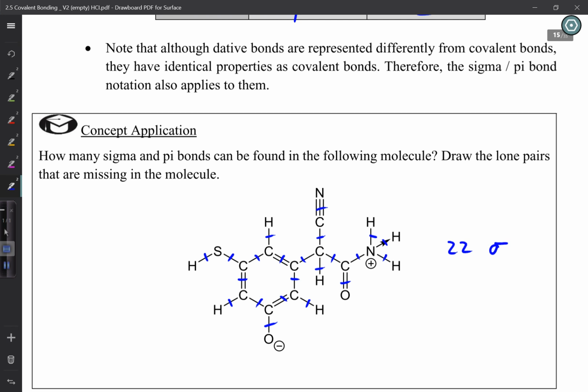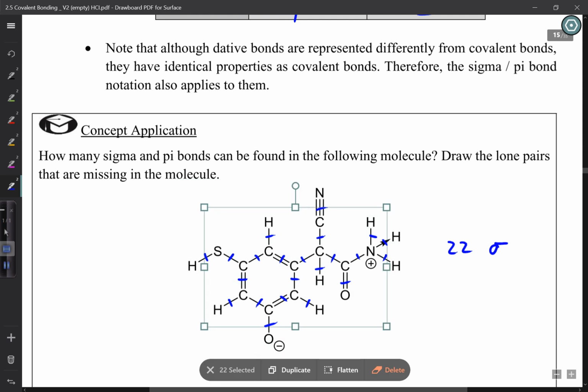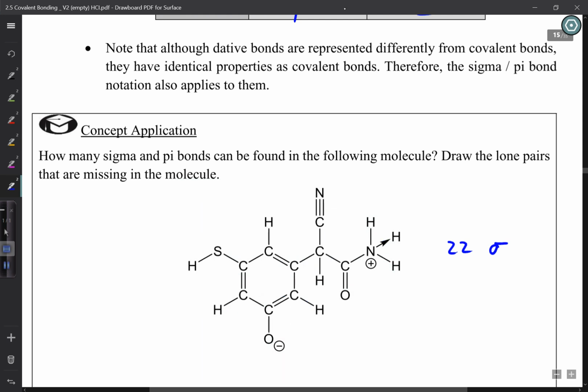So 22. So what do you learn from this? You learn that for multiple bonds, they also contain one sigma bond. And a dative bond, I already mentioned, is just like a normal covalent bond, just that we draw it differently. So you treat this as a sigma bond as well. What about pi bonds? We have 1, 2, 3 over here, 4, 5, 6. So we have 6 pi bonds.